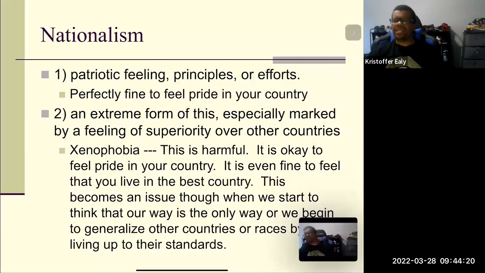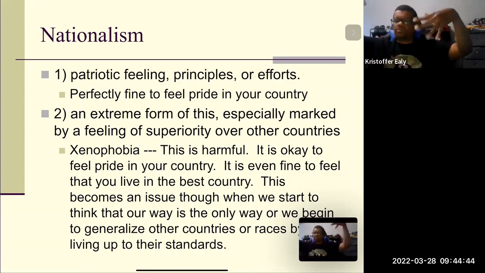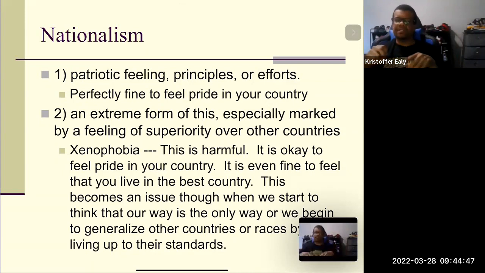Okay, so we'll talk a little bit about nationalism. That's the patriotic feeling, principles, or efforts in loving the country. It's perfectly fine to feel pride in your country. But an extreme form of this is marked by a feeling of superiority over other countries, when you think you are better than people who come from what some consider third world countries, even though that's not politically correct anymore. We call them developing countries now. That's called xenophobia. It's harmful.